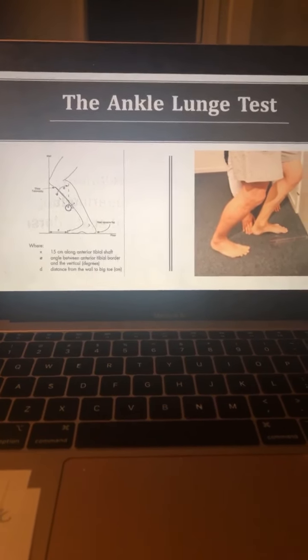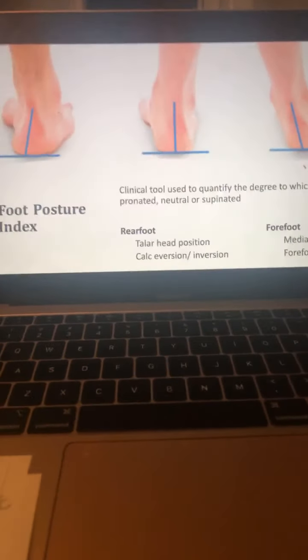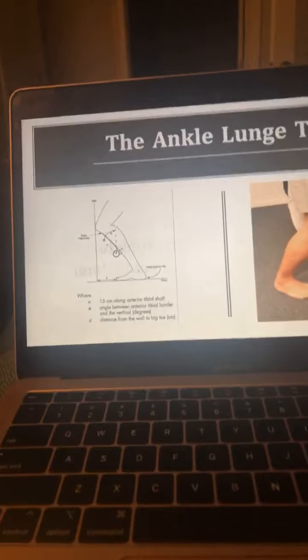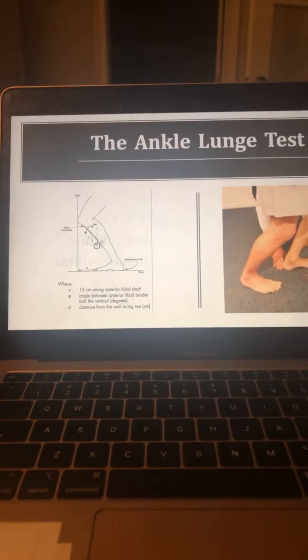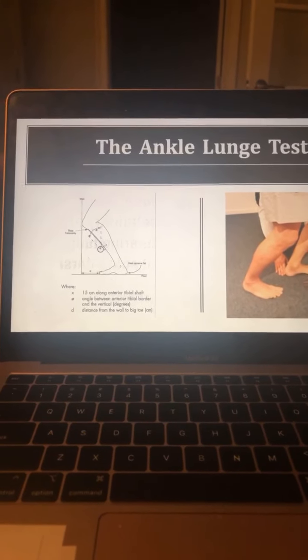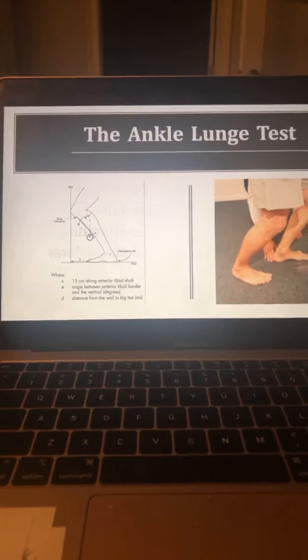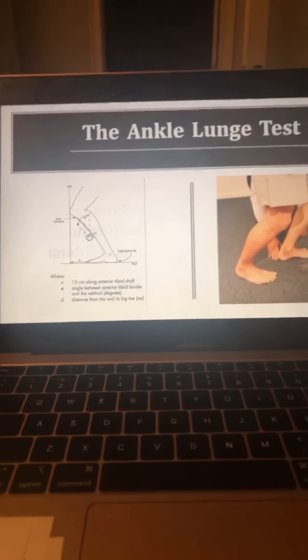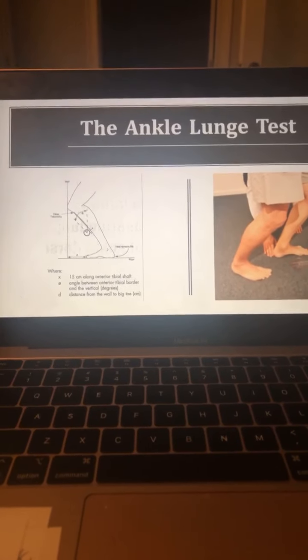So I actually don't like this as a diagnostic tool because you're only looking at one joint. But really, you're measuring what is the distance of the toes from the wall and then the angle of the tibia. So it's two things. So if you do use this ankle lunge test as an ankle mobility assessment, make sure that you're doing both, that you're not just measuring how far from the tibia.